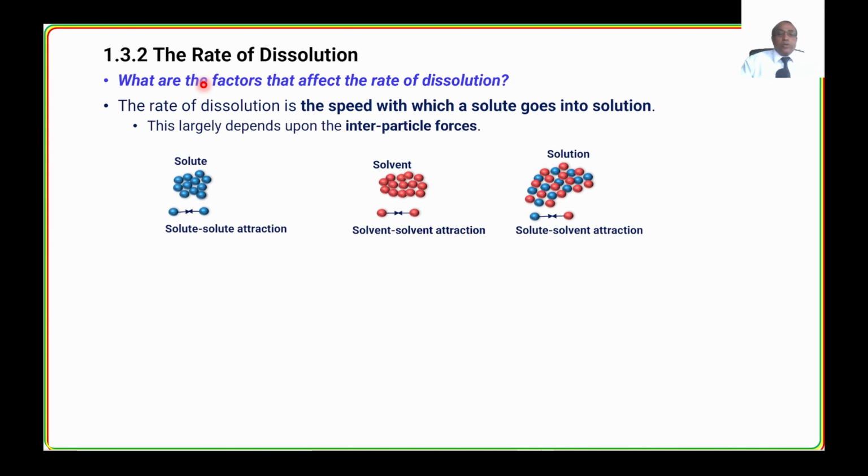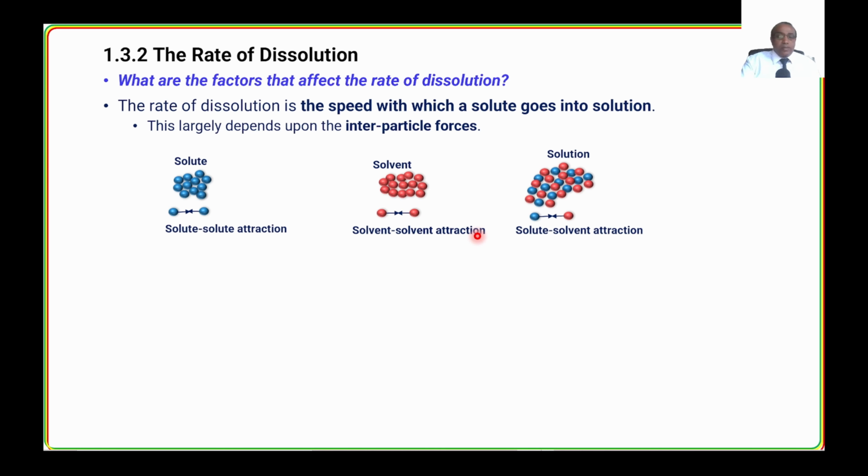When I mean interparticle forces, you have solids, solvents, and solution. In the solid you have solid-solid attraction. In the solvent you have solvent-solvent attraction. In the case of solution you have solid-solvent attraction. If the solid-solvent attraction is strong, what will happen? What do you expect with the rate? So the rate should increase because this interaction is strong, so they can easily dissolve. Okay, so the solids can dissolve easily if the solid-solvent attraction is strong. So this is a major factor that affects the rate of dissolution.